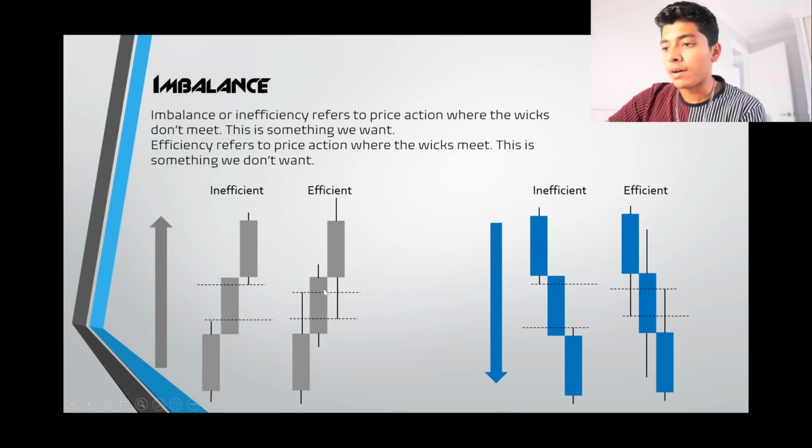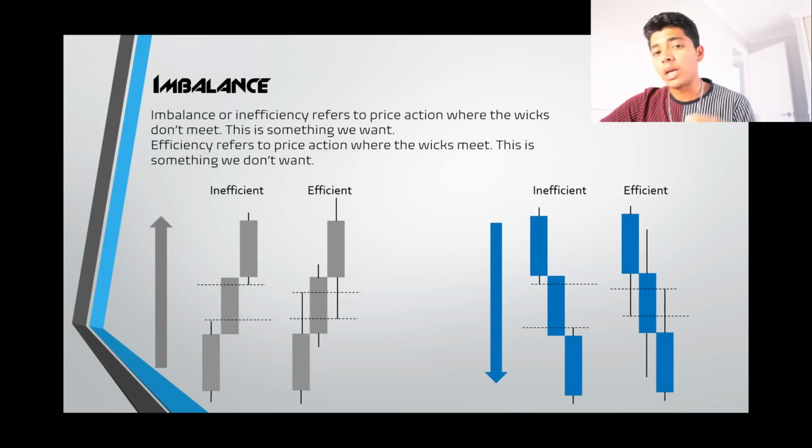Additionally, we can see here that this wick and this wick do meet each other. That means that this isn't inefficient price action. This is efficient price action, as we can see right here. That means that there is a balance between buyers and sellers, as I explained earlier, and we don't want to be entering in markets like that. It's just not good. Stay away from it. Just stay away from it.